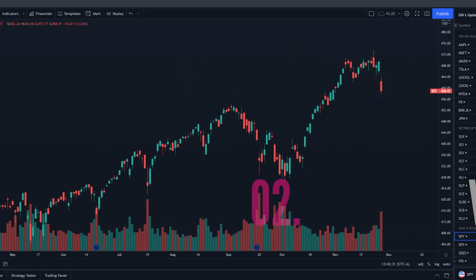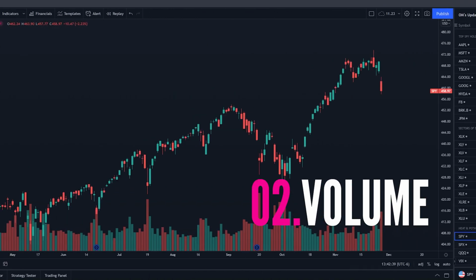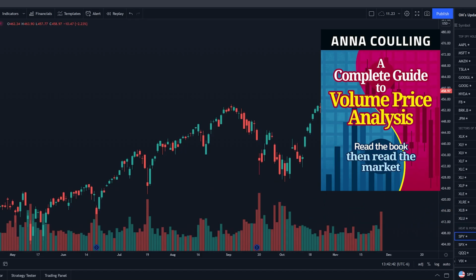All right, number 2 is volume, or volume price analysis. I'm a big believer in Anna Coulling's book, Complete Guide to Volume Price Analysis. It looks like this right here.